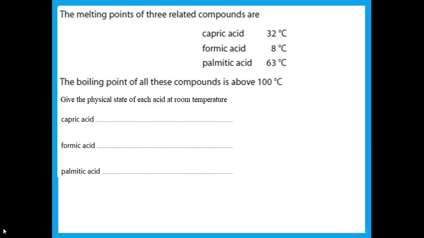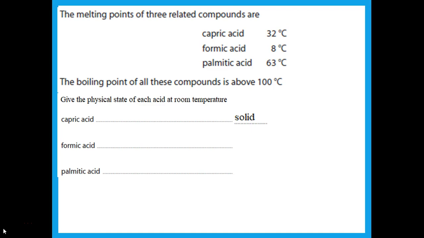Then he's saying, give the physical state of each acid. Now, he already gives you the melting points, and he says that the boiling point is above 100. So capric acid, he says, has a melting point of 32, and its boiling point is above 100. Now, what is room temperature? You should know that room temperature is regarded as 20 or 25. So capric acid with a melting point of 32 at room temperature, it hasn't melted yet. So capric acid at room temperature is a solid.